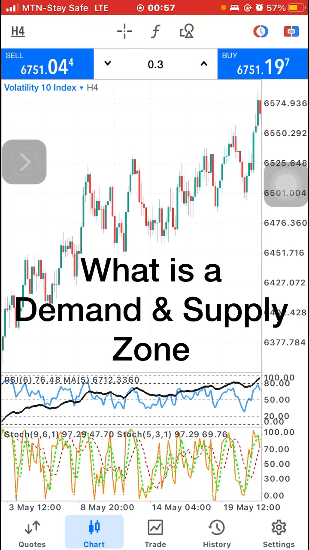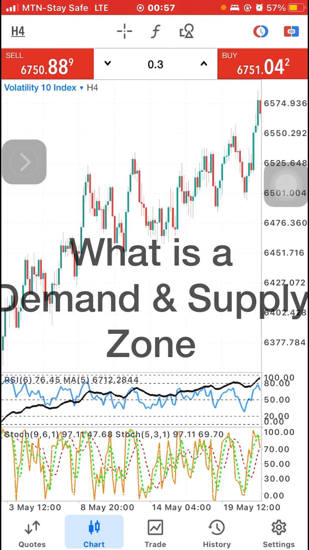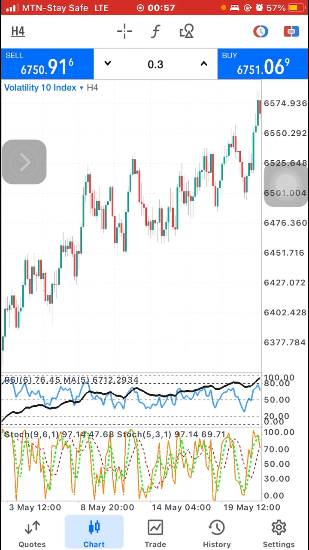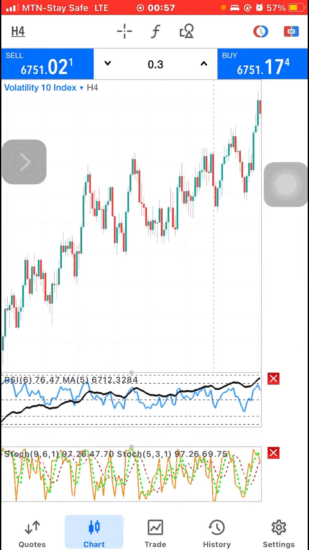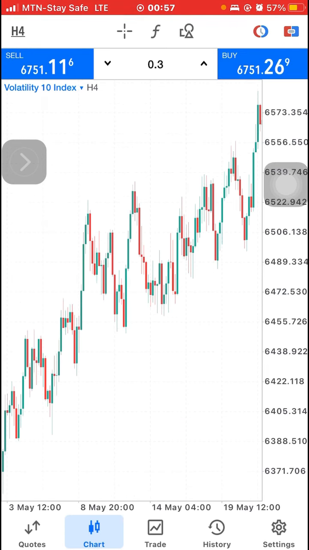So what's the demand and the supply zone? To me, a demand and a supply zone are basically zones where smart money or the big institutions bought from previously or sold from previously. That is where the major move we're looking for, the volatility, came from. And what we call the higher highs and the higher lows, what we call structure in the financial market, is a result of this move created and caused by smart money.